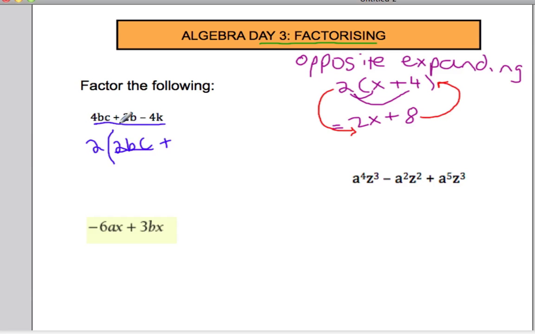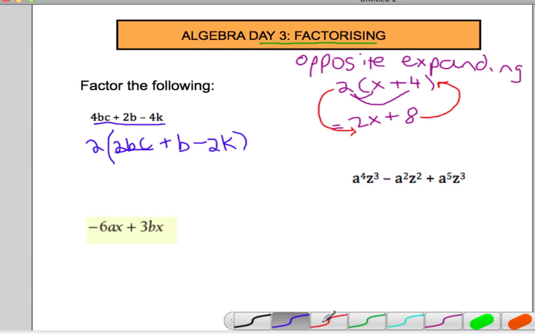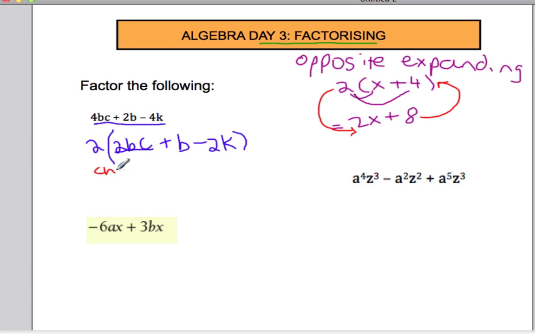2b divided by 2. 2 divided by 2 is 1, and I don't need to write the 1, just the b. Minus 4 divided by 2 is 2, and there's the k. You're done. We have factored, okay? Now something that you should always be doing, and remember I mentioned at the beginning that this is a cycle, that we're going the other way, is we can check. And we can check by just expanding it again.